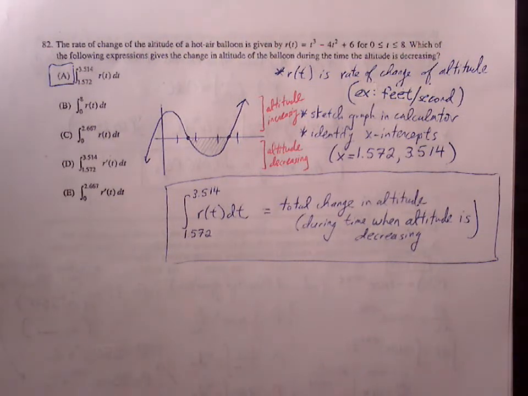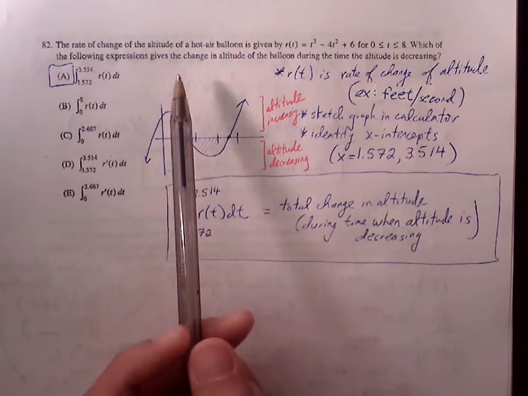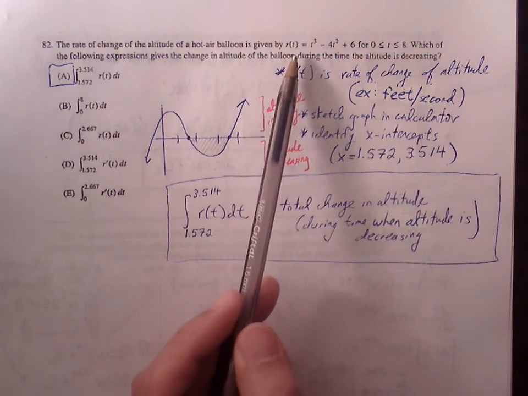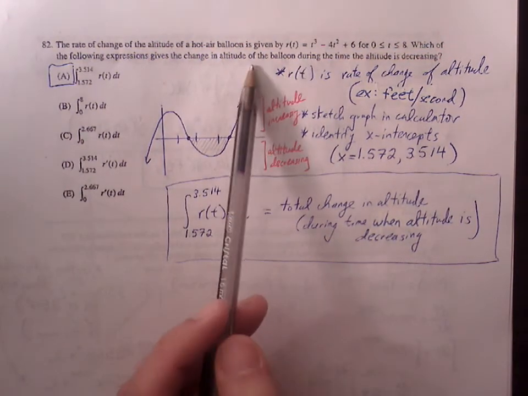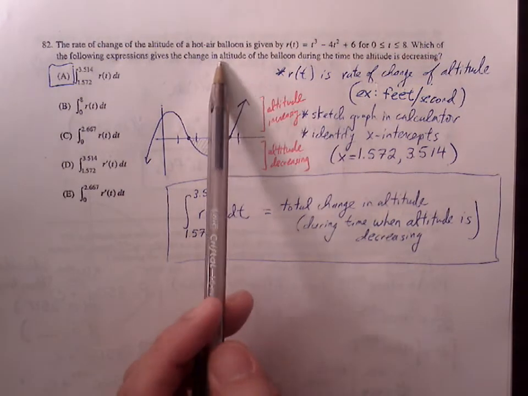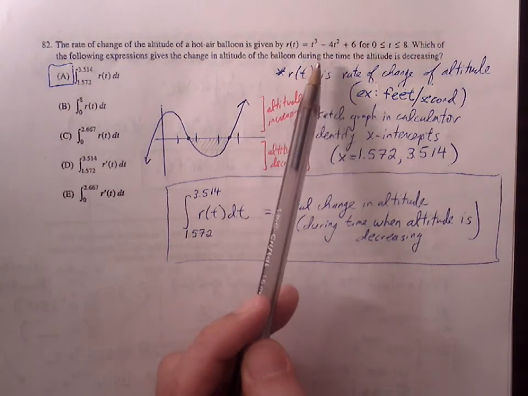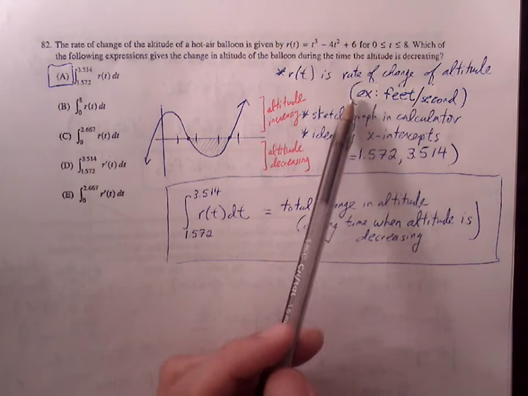Okay, let's look at 82. It says the rate of change of the altitude of a hot air balloon is given by R of t. Which of the following expressions gives the change in altitude during the time that the altitude is decreasing?